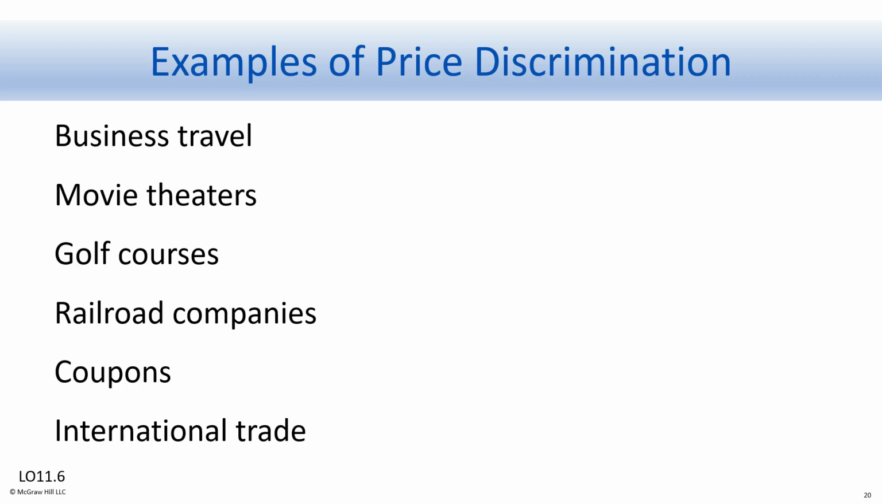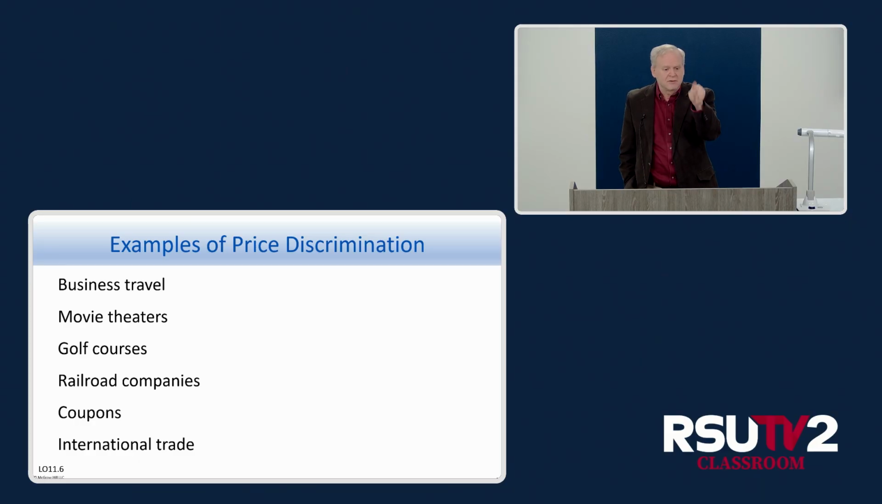Movie theaters, kind of the same thing here. Movie theaters can discriminate by charging children a lower price than adults. Okay, so that's legal. It may not be legal for the grocery store to charge children and adults a different price on a head of lettuce, but they can certainly do it on movie tickets and so forth.